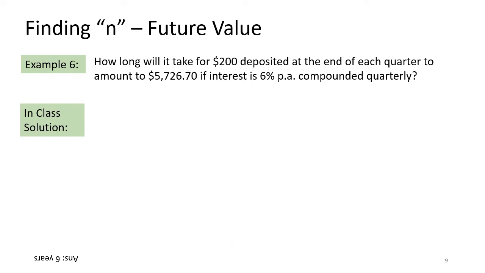And this example is for future value. How long will it take for $200 deposited at the end of each quarter to amount to $5,726.70 if interest is 6% per annum compounded quarterly? Okay, so a couple things to notice. One, it's this to amount to a certain value. That means it's the future value. And you'll also notice the payments are at the end of each quarter and it's compounded quarterly. So again, it's an ordinary, simple annuity.